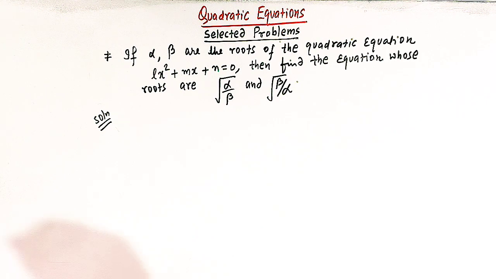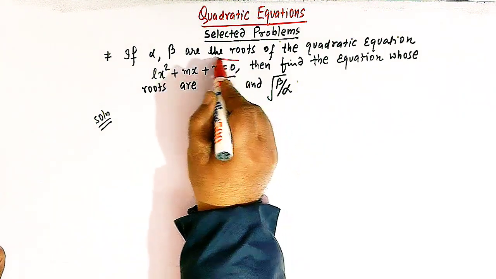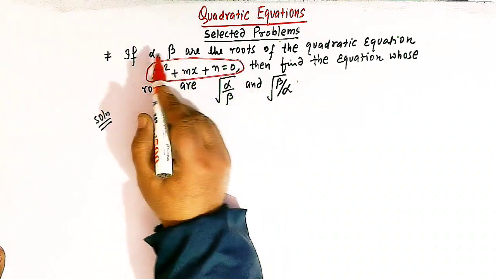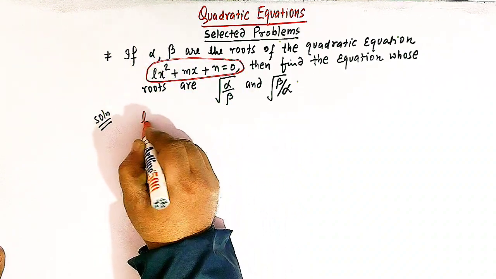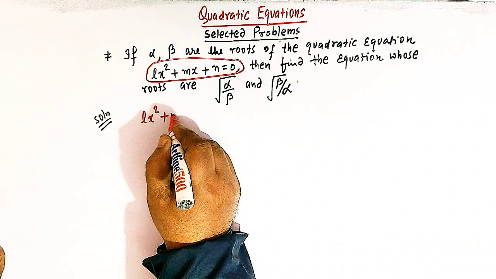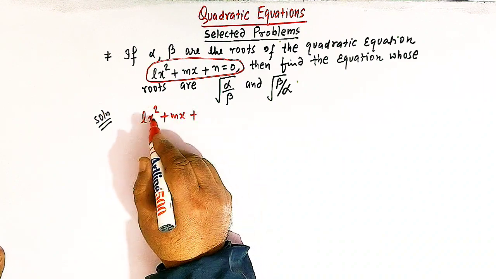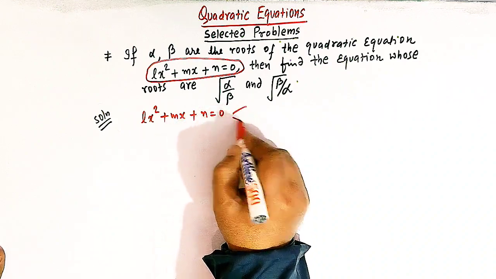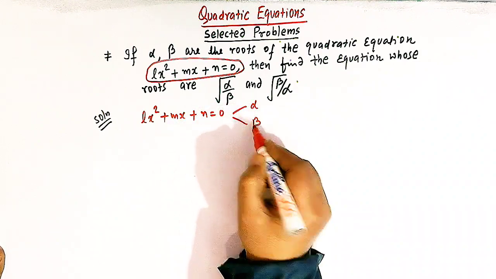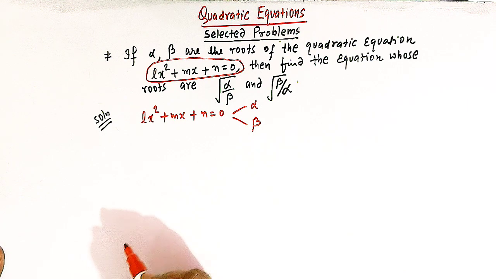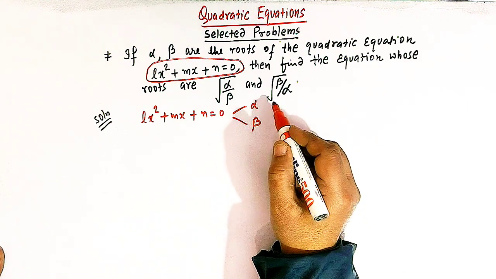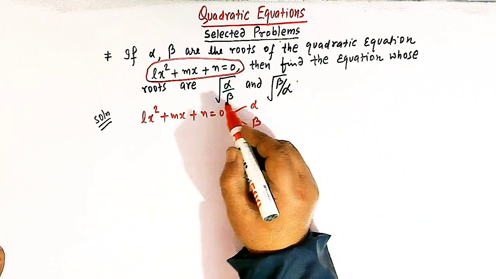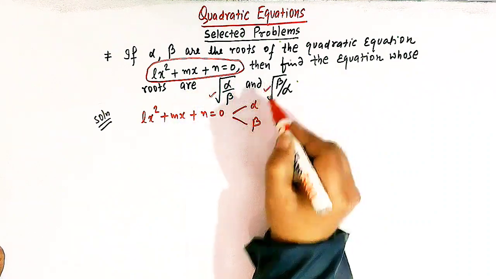So here we are given the roots of this equation as alpha and beta, right? So we are given this equation, that is lx square plus mx plus n is equal to 0, and its roots are alpha and beta. Now we have to find another quadratic equation whose roots are given by these two numbers, right?